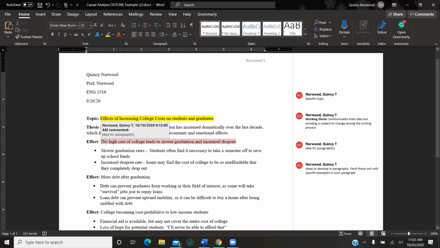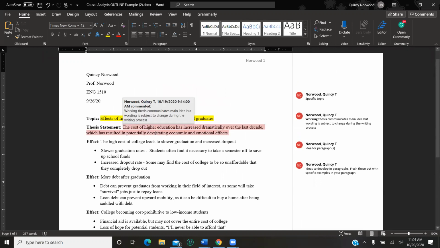Now, Matt, to go back to what you were saying about thesis statements. A thesis statement, if you want to look at it as an equation, is just your topic plus a claim about your topic. So it's your topic, effects of increasing college costs. Now, what about the effects? The cost of higher education has increased dramatically over the last decade, which has resulted in potentially devastating economic and emotional effects. So what's your topic, and what are you saying about your topic?